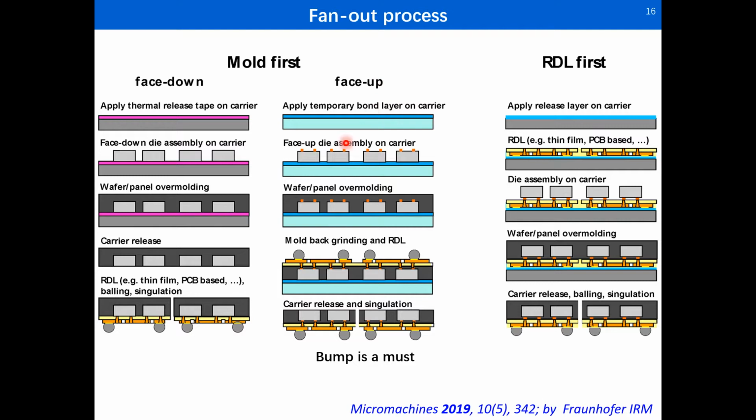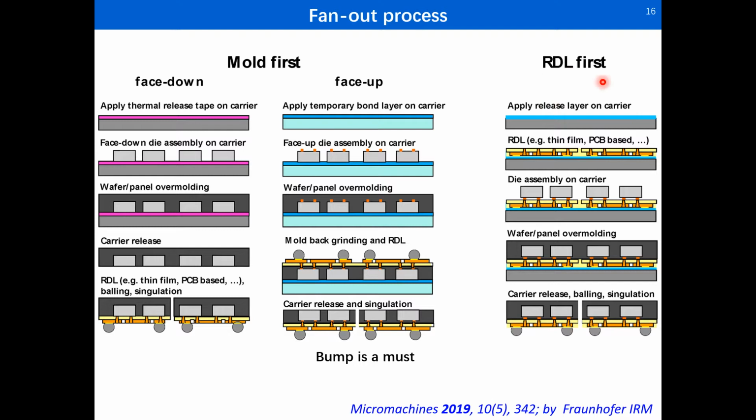The chips are normally assembled in a wafer, and then molding, and then polish the top molding and expose the bumps. Then fabricate RDL layers and plant solder balls. The difference is bumps are necessary in this face-up method. Otherwise, the structures and the chip may be damaged during this polishing process.